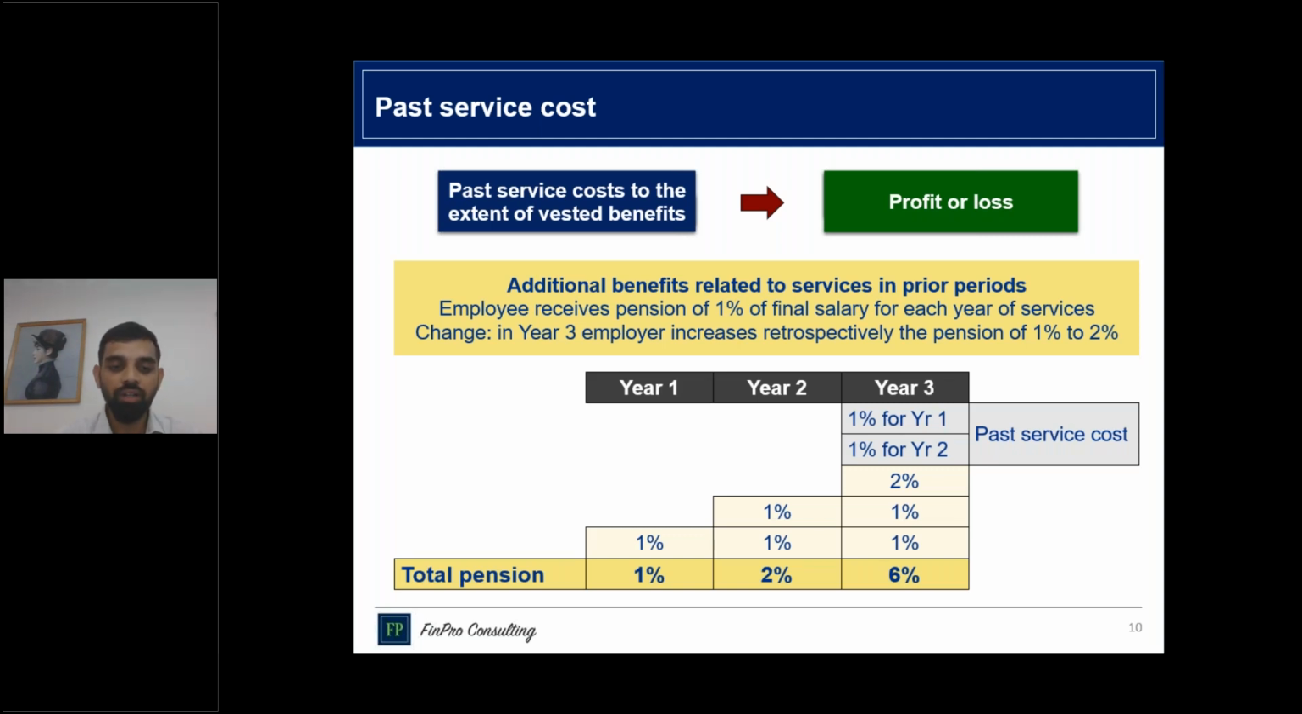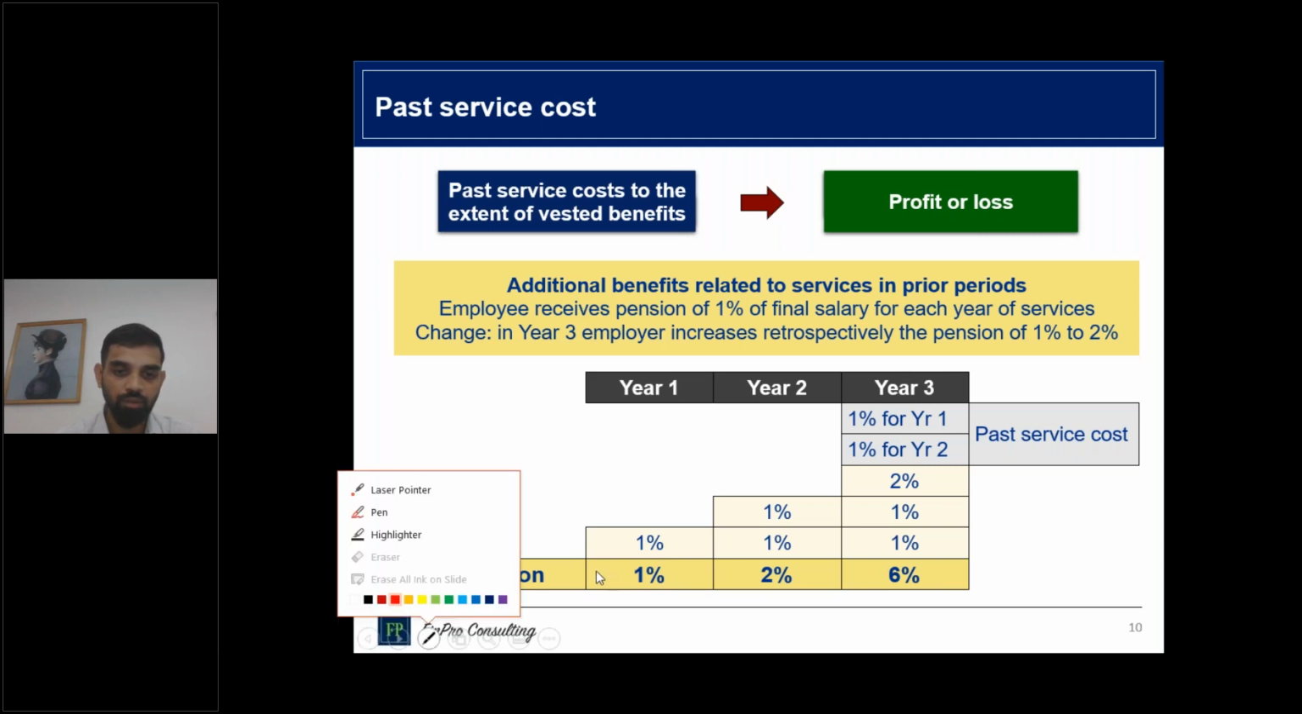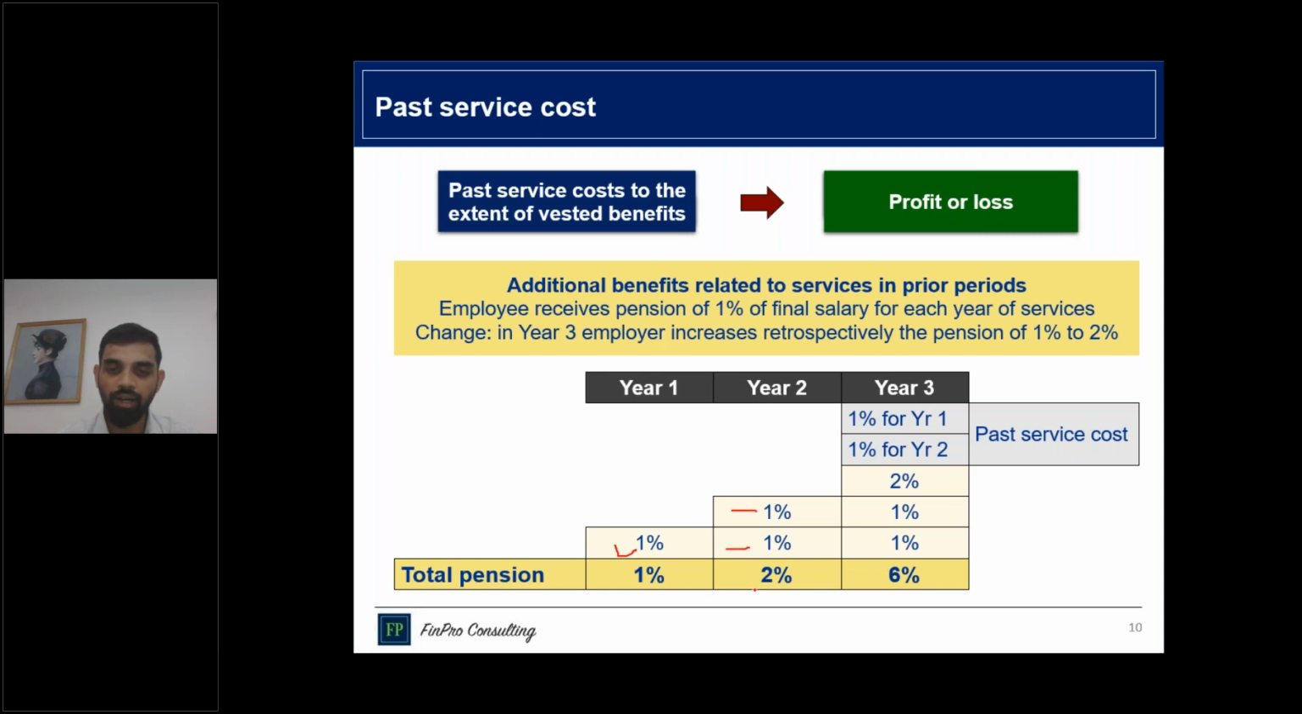So in year 1, the employer was paying 1%. You can see here, 1%. Then in year 2, the cumulative pension is 1% with respect to the first year and another 1% with respect to the second year, so the total cumulative benefit was 2% of the salary. In year 3, there is a change in the formula. So 1% relating to the first year, again 1% relating to the second year, and now you have revised it in the third year to 2%. So this 2% relates to the third year.